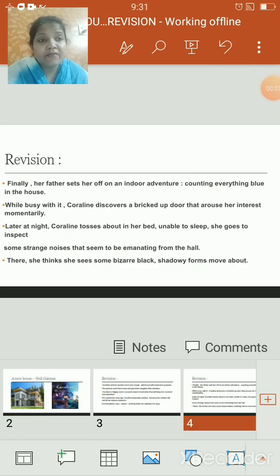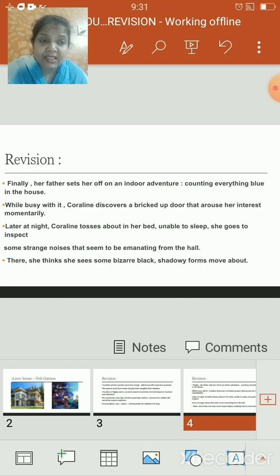So finally, her father sets her an indoor activity, an indoor adventure. The reason is she was getting bored and she couldn't go outside for outdoor activity as well. So her father told her, you can count everything which is blue in color. So she got very excited and she took a pen and a paper and she started counting everything which was blue in color in the house. She started counting the windows, the doors, and also the hot water tank. She realized it was blue in color.